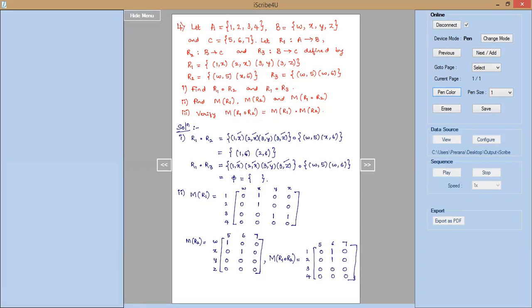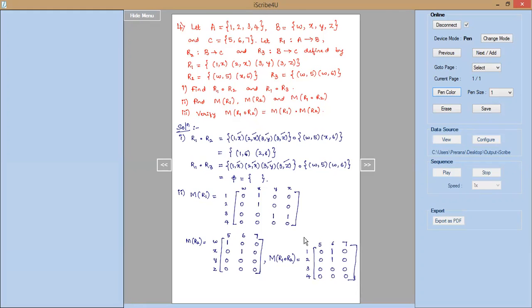Right? So this is how we find out matrix R1, matrix R2 and matrix R1 composition R2. Now the third part and the last part of the question is to verify matrix R1 composition R2 is equal to matrix R1 into matrix R2. To find out this, we have already found out matrix R1 composition R2 here. So we are not finding it once again.